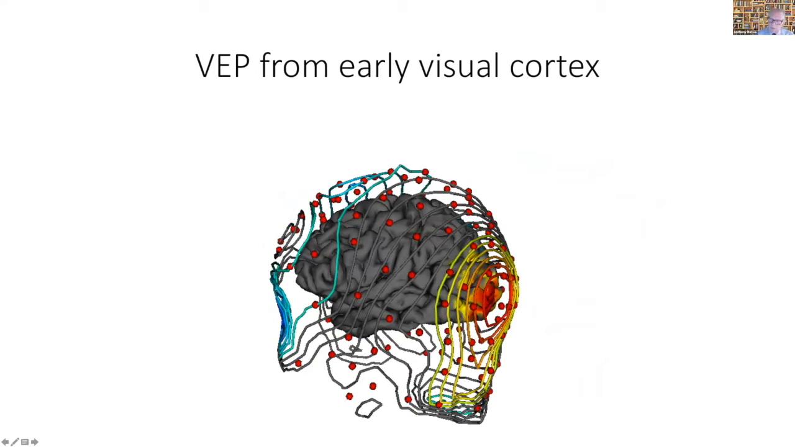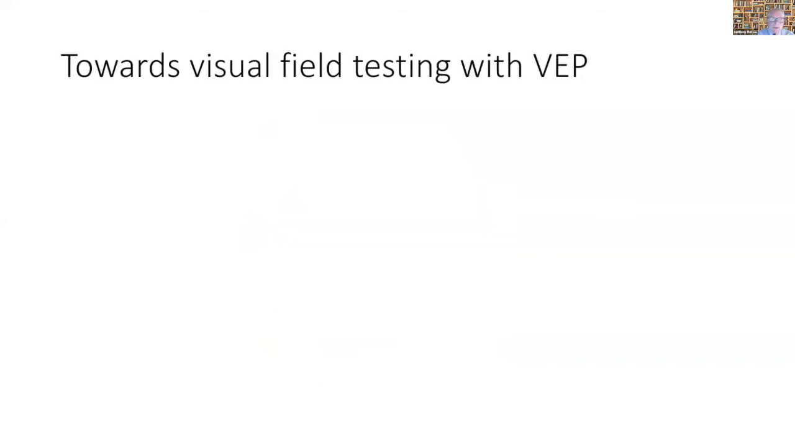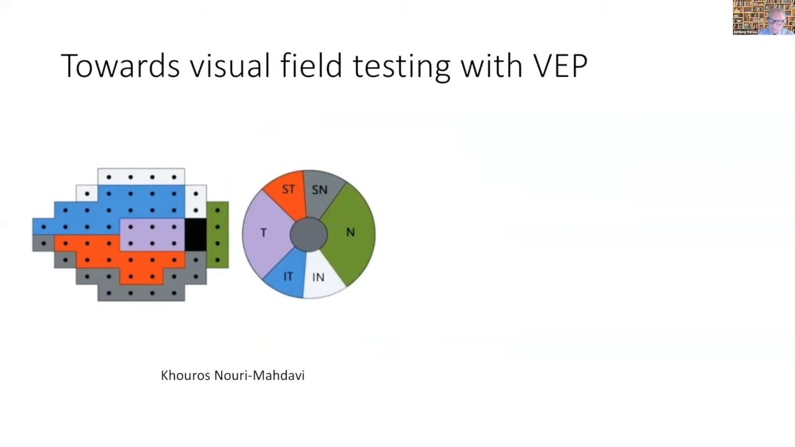So this is a VEP from early visual cortex. This is the readout that we'll be using to look at optic nerve function. And like clinical visual field testing, we're also interested in moving this technique towards a way of measuring visual field loss in sectors, and we're just making our first baby steps in that direction.